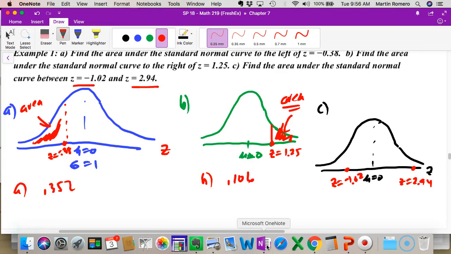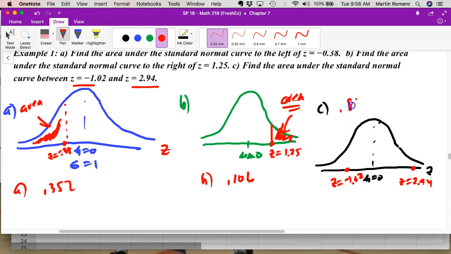And so that's it. This is 0.844, the area between those 2 points. That's the area. And so the area equals 0.844 for C. That's it. We're going to go ahead and solve some problems in the next video.